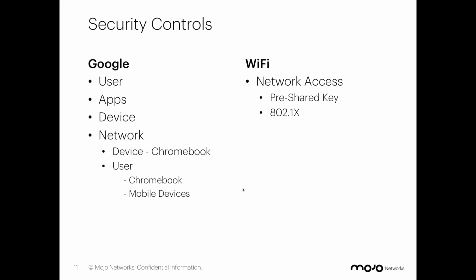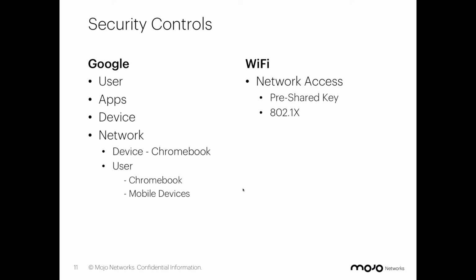One of the challenges that exists with both Google and with Wi-Fi is some security controls. Google does a great job at defining user roles and application availability on devices and managing devices. They have some capabilities of defining networks, which networks can be used and which interfaces on the Chromebooks can be used on a device basis, and some user rules on Chromebook and mobile device basis. But they don't really have any control over the network itself.